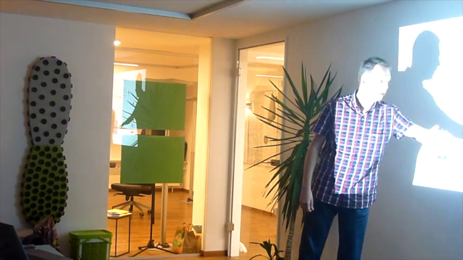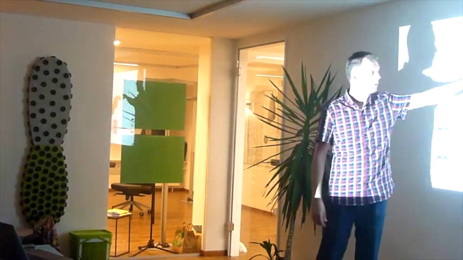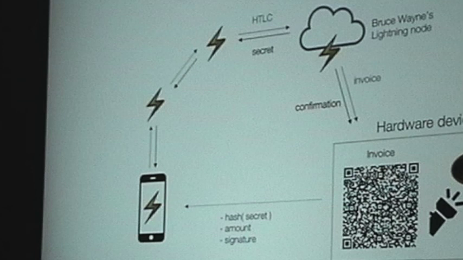And then this device can make an invoice with the hash. The Lightning node, even though it never talks to the hardware device, knows how to derive the secret for this particular hash and can send back the secret. And then the user can just either dial in or pass the secret as a confirmation to the hardware device.